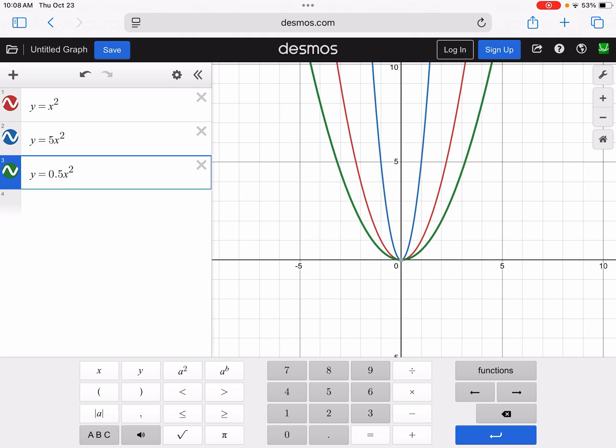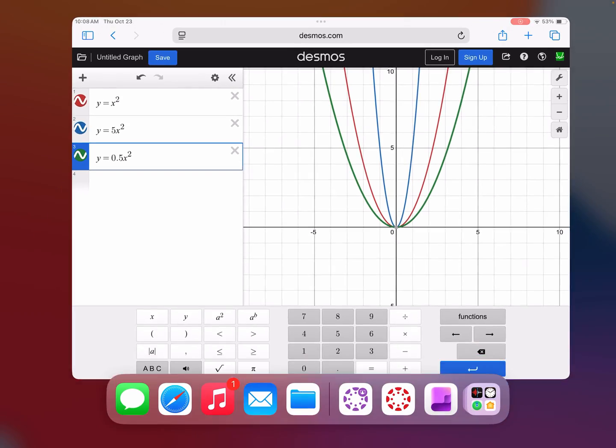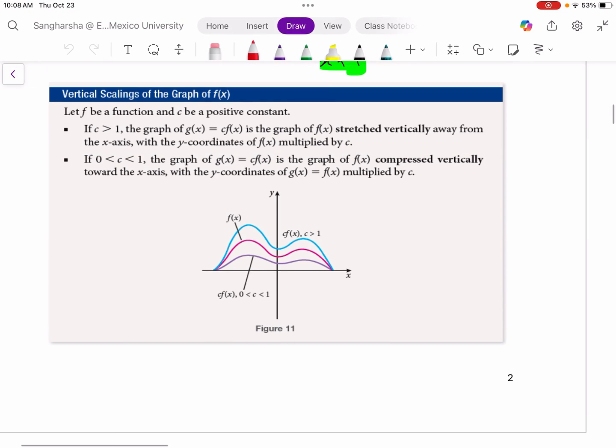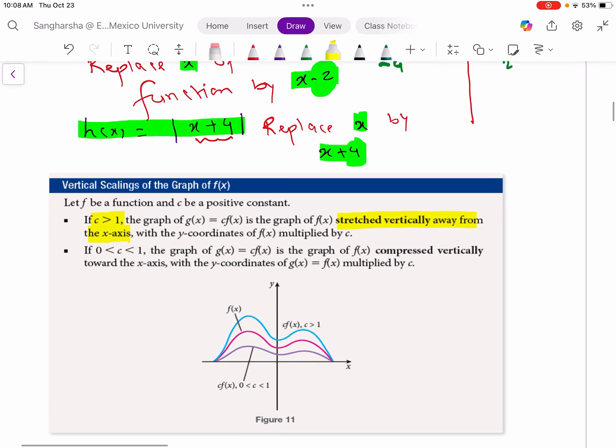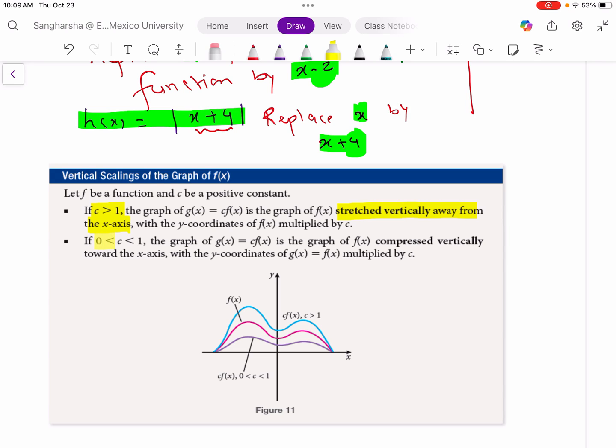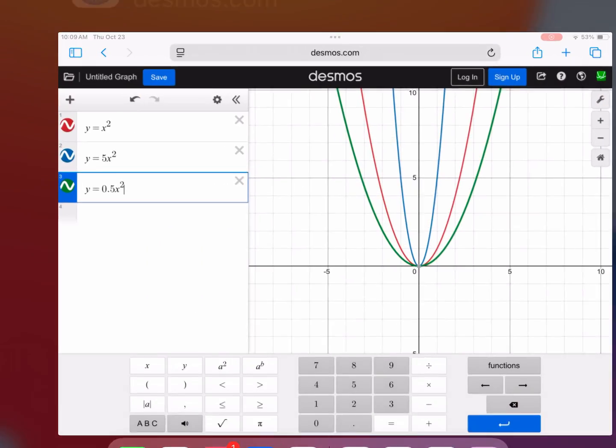Here we multiplied by a number which is in between 0 and 1. Multiplying a graph by a number greater than 1 means the graph is stretched vertically away from the x-axis. And if we multiply by a number which is in between 0 and 1, the graph is compressed vertically towards the x-axis, and that's what we can see here.